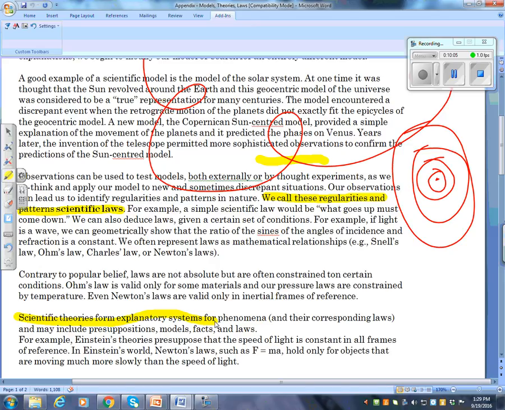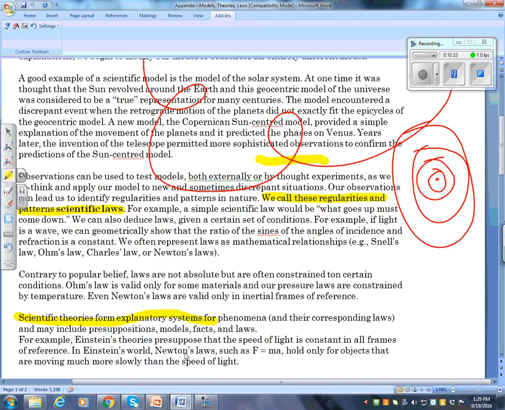They might include presuppositions, which is a fancy word for assumptions. They might include models, they might include facts, they might include laws. They are sort of the textbook of how things work. For example, Einstein's theories presuppose or assume that the speed of light is constant in all frames of reference. In Einstein's world, Newton's laws, such as F equals ma, hold only for objects that are moving much more slowly than the speed of light.